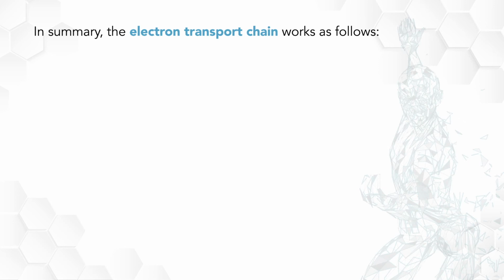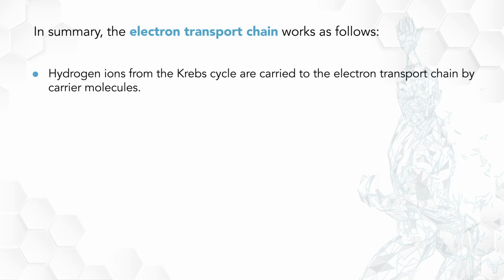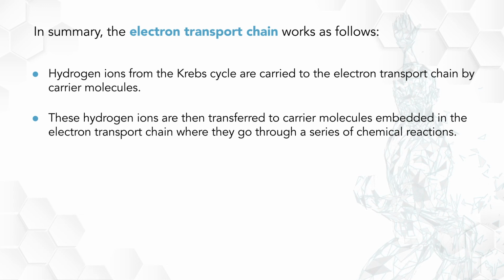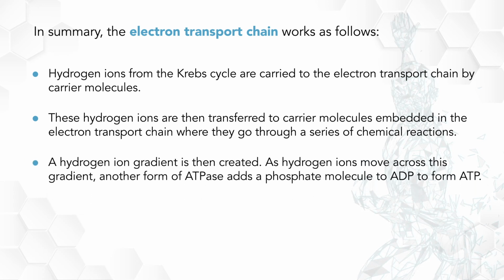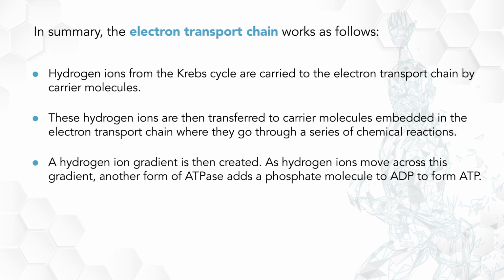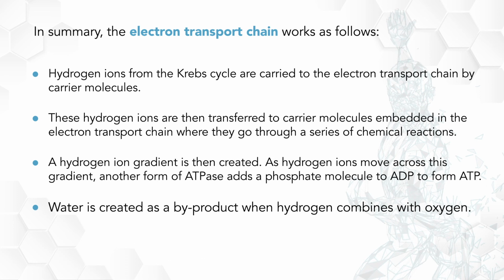Just to summarize, the electron transport chain works as follows. Hydrogen ions from the Krebs cycle are carried to the electron transport chain by carrier molecules. These hydrogen ions are then transferred to a carrier molecule embedded in the electron transport chain, where they go through a series of chemical reactions. A hydrogen ion gradient is then created. As hydrogen ions move across this gradient, another form of ATPase adds a phosphate molecule to ADP to form ATP. Water is created as a byproduct when hydrogen combines with oxygen.